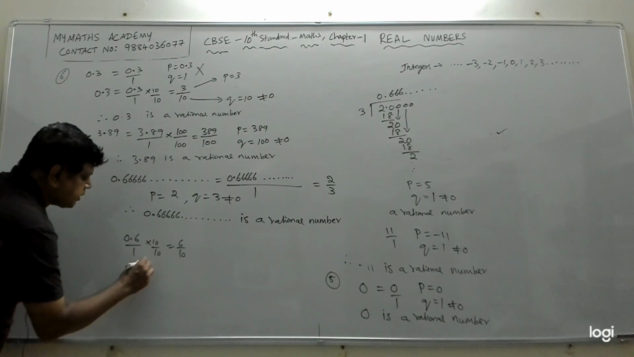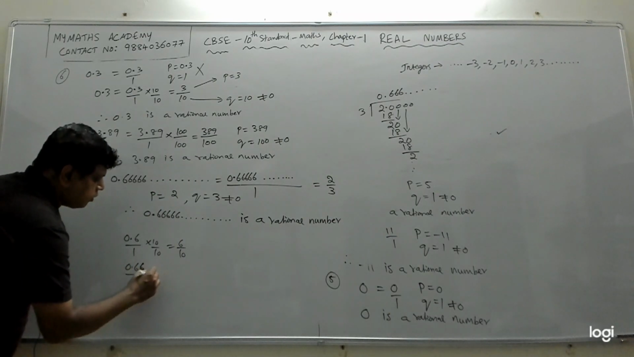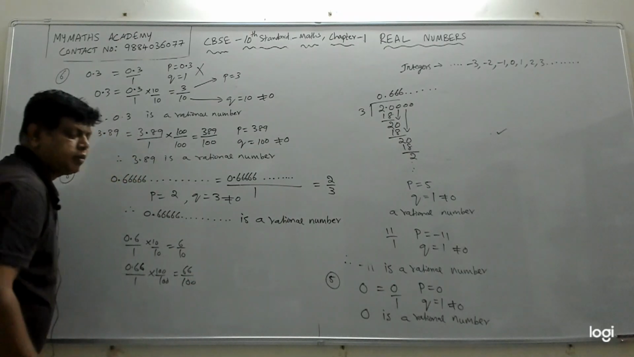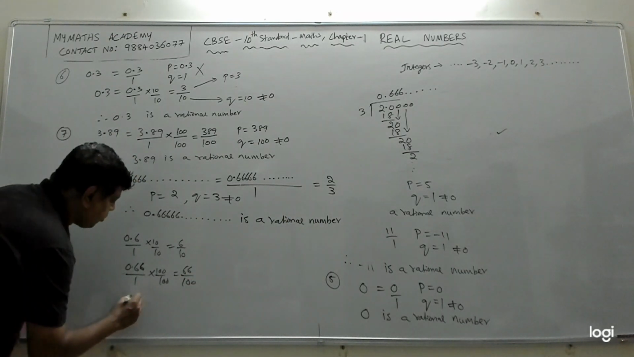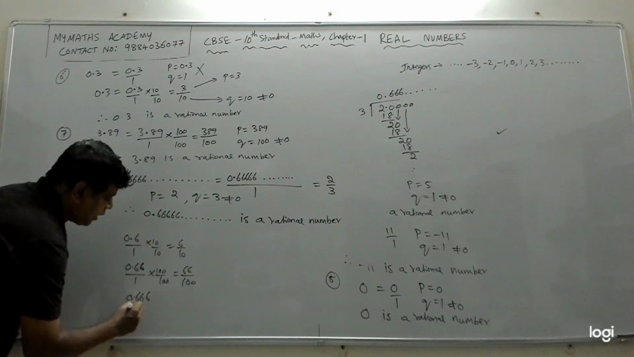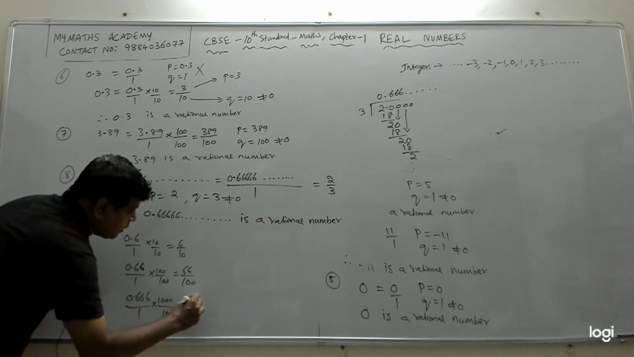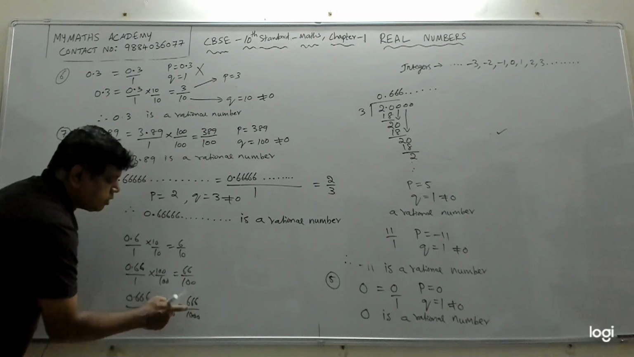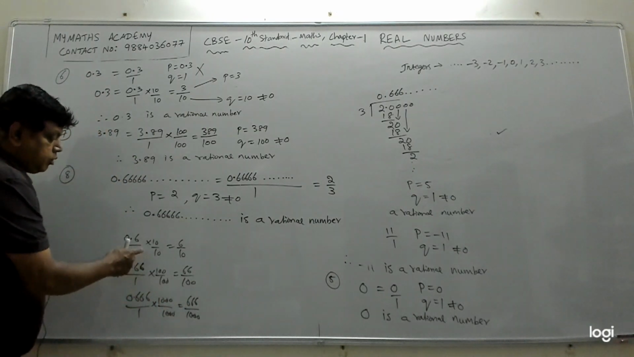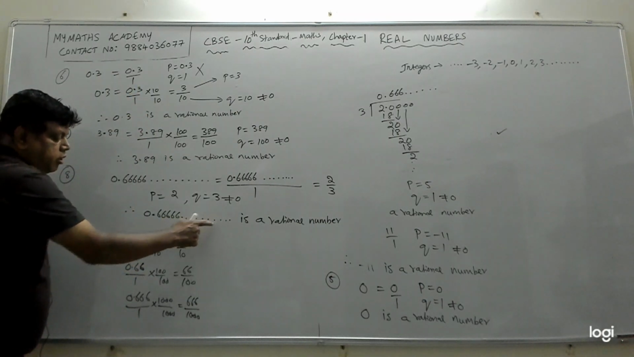If I have 0.66, then this can be written as by 1, so into 100 by 100. So this will also become 66 by 100. Right? So if I have 0.666 and it stops, it is not dot dot dot like this, then I can put by 1, then multiply and divide by 1000. We get 666 by 1000, which is in the form of P by Q, where P and Q are integers, Q not equal to 0. Right? We can use this technique where it stops, where there is no dot dot dot.